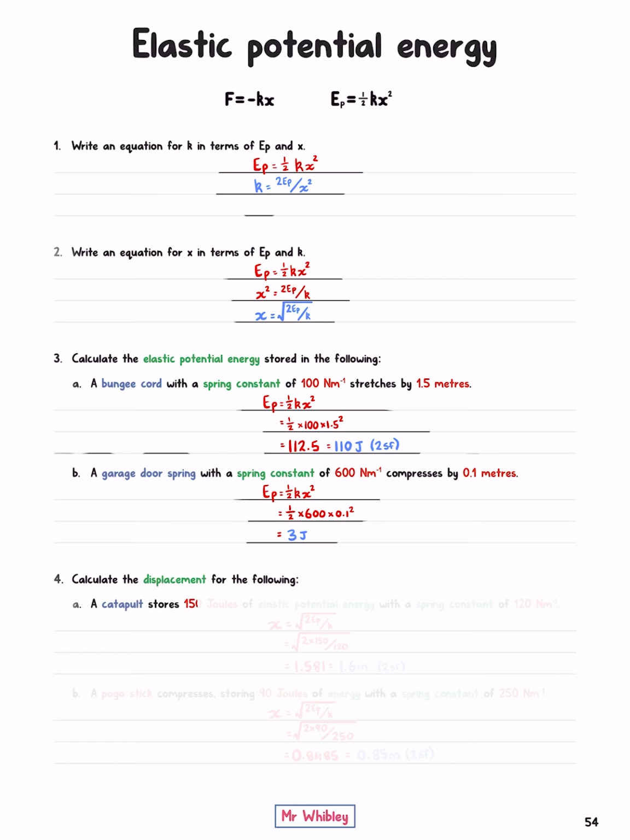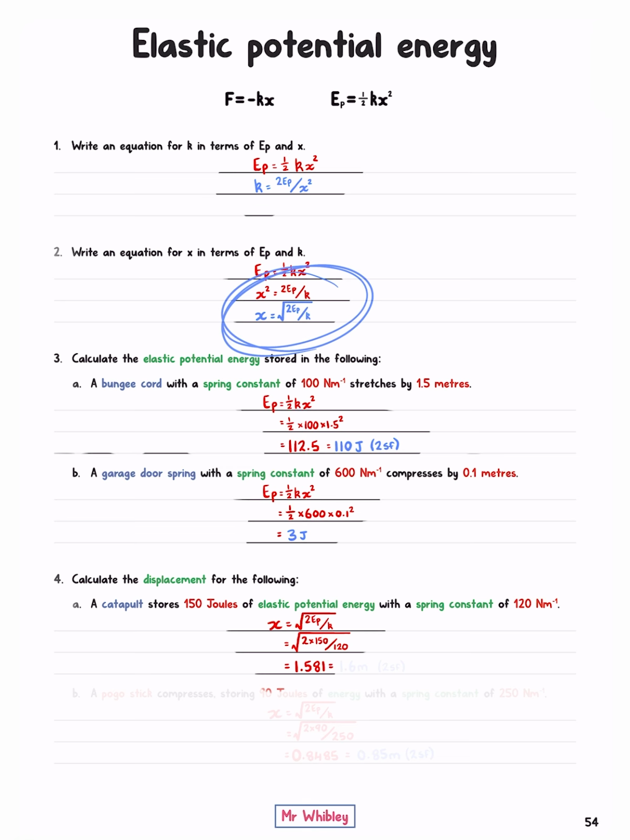A catapult stores 150 joules of elastic potential energy with a spring constant of 120 newtons per meter. For this, we can use the equation that we found in question 2, put our numbers in, which gives me 1.581 or 1.6 meters to two significant figures.